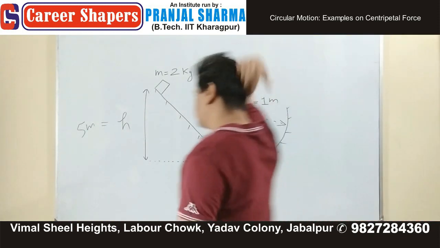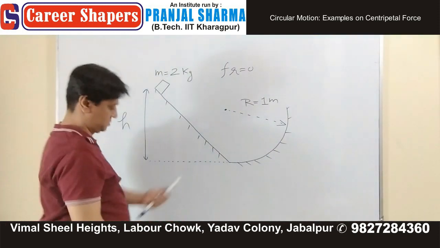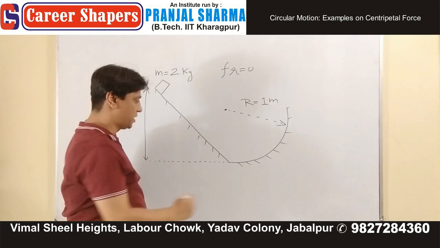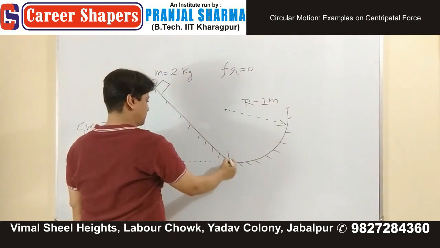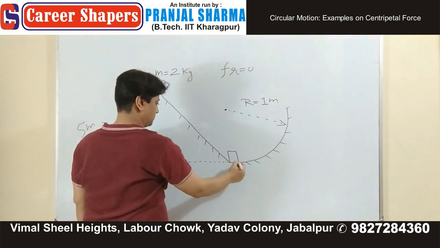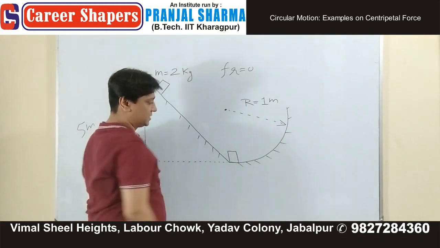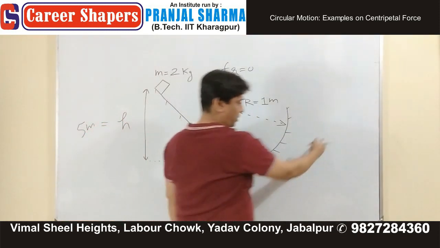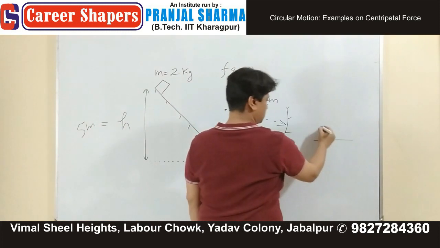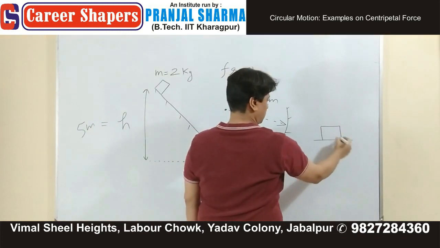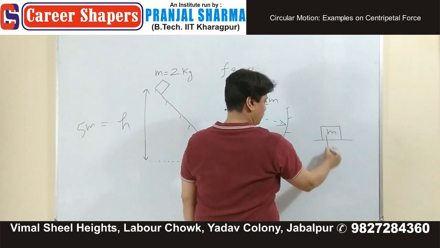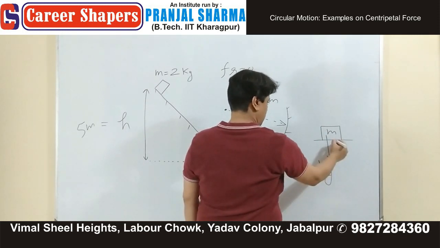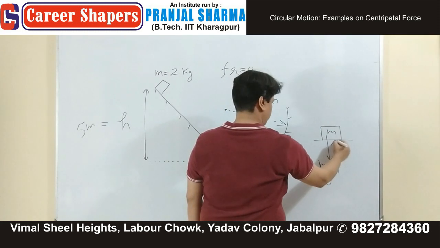Look. This is the lowest point. That's your object, when it is at the lowest point. Let's draw the free body diagram over here. This is M. Downward force is what? mg. And there will be a normal reaction force.